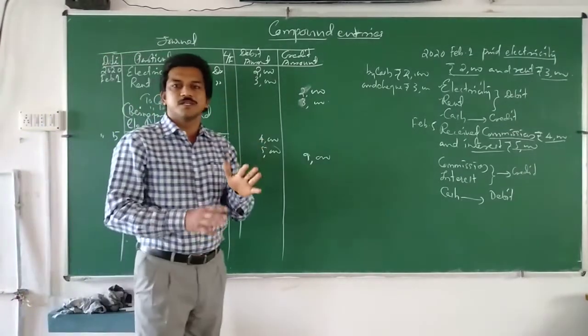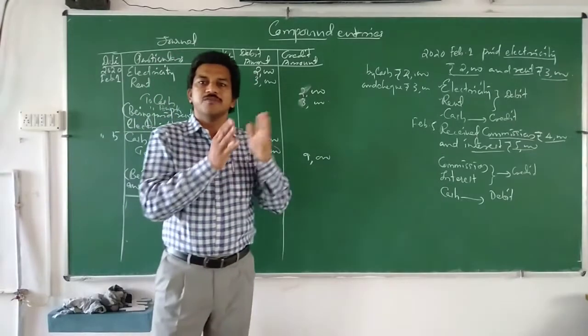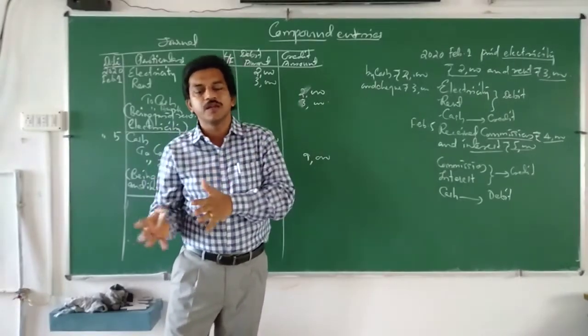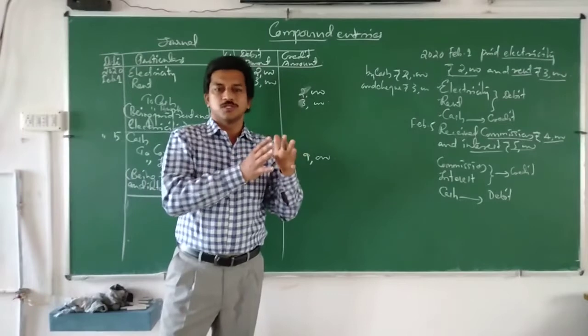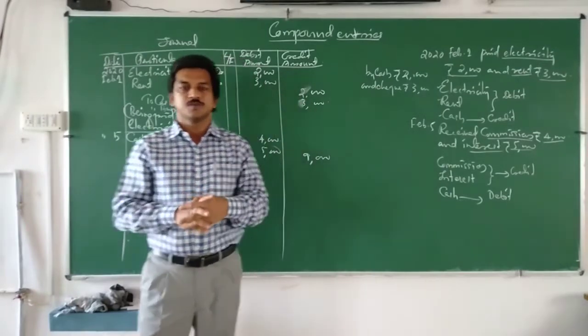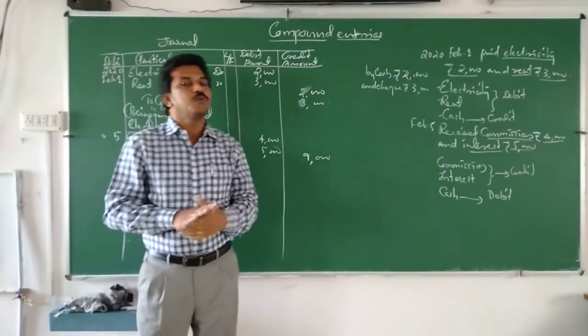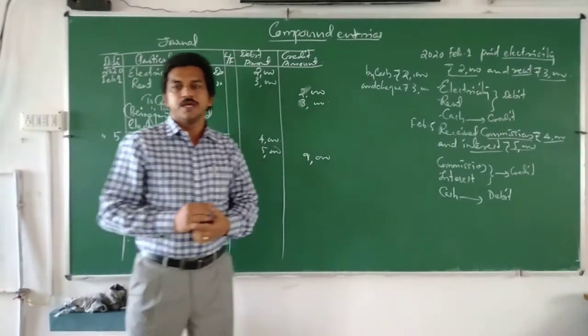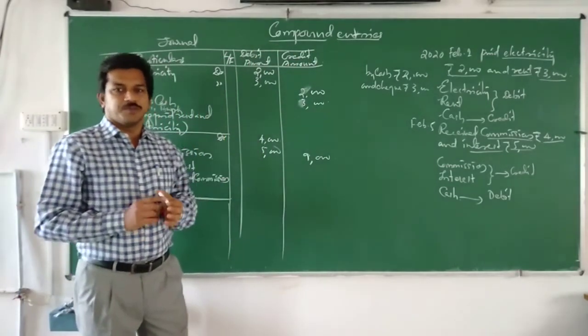Such a type of transaction means either more than one debit aspect or more than one credit aspect or both, means more than one debit aspect as well as more than one credit aspect. Such entries are called compound entries. Okay. Now let us see the next topic.